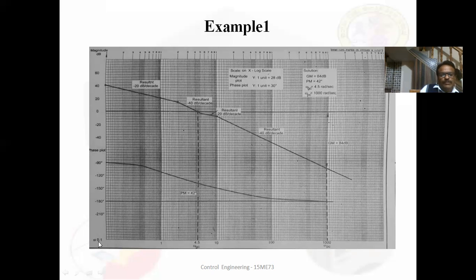Here it starts with the omega value equal to 0.1. From this point to this point, we call it a decade: 1 decade, then 2 decade, then 3 decade, 4 decade, and 5 decade, like that. Here it starts with 0.1, here it is 1, then here it is 10, 100, 1000, 10,000, like that.